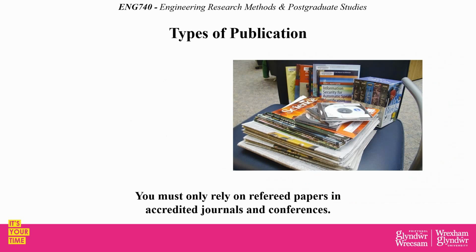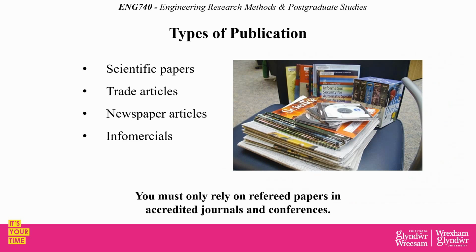So the types of publications, there's scientific papers, trade articles, newspaper articles, infomercials, advertisements. There's many, many different types. But one thing is that as postgraduate students, and specifically at master's level, we must only rely on referenced papers in accredited journals and conferences. That's the ideal place. There are other kinds of publications that you can use, such as, for example, Wikipedia, or there's a few other online sources that you can use. But depending on your chosen research idea and the way that you want to go, I would strongly recommend finding the majority of your peer-reviewed publications and your references from accredited journals and conferences.